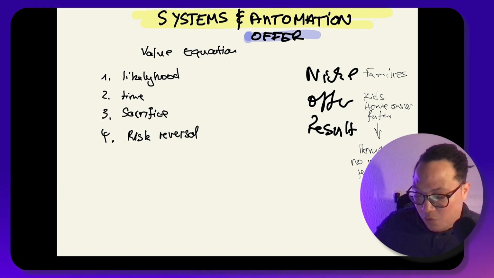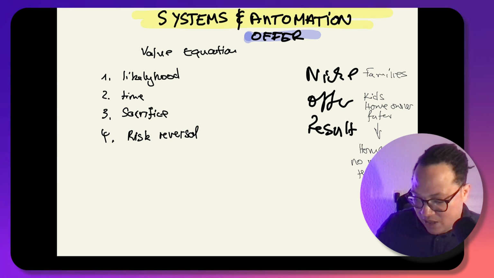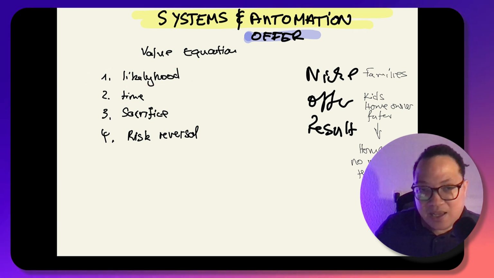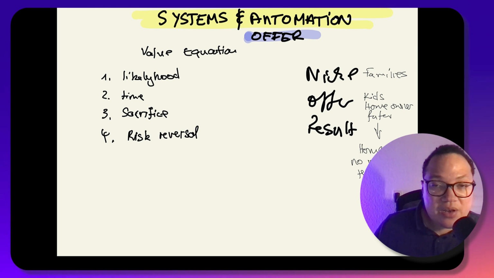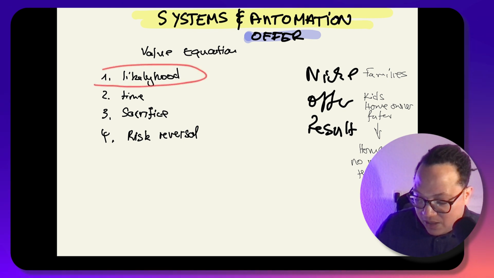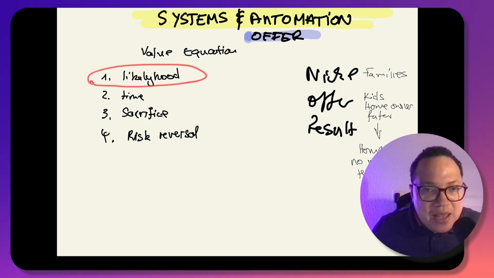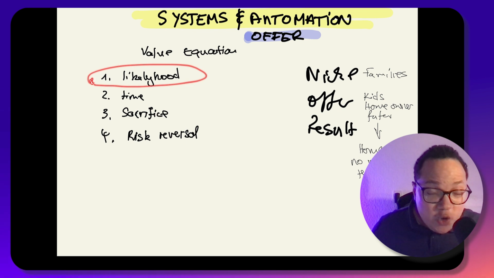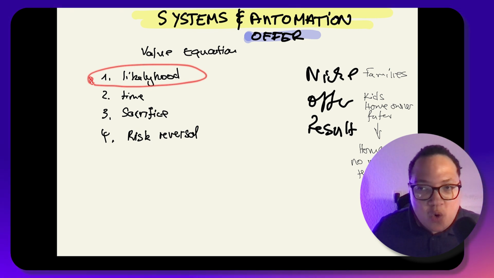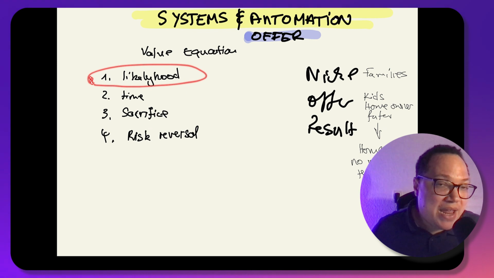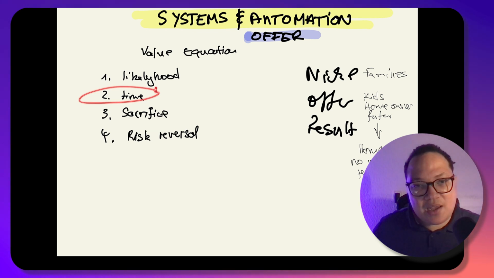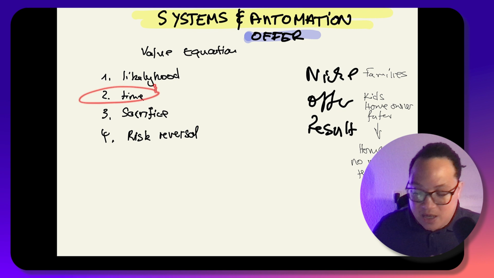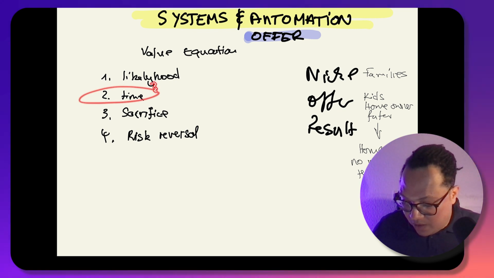And so one component of the value equation is likelihood. How likely is it that your promise, your idea, your method will actually help somebody reach the desired outcome? How likely is it that you'll actually be able to help somebody sell their property? How likely is it that your savings plan will actually help somebody reach the financial goal in the future? And then the next value driver is time. How long will it take? How long will it take you to help me sell my property? How long will it take me?